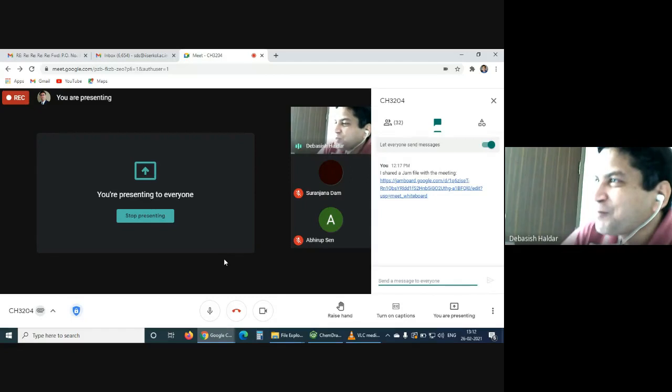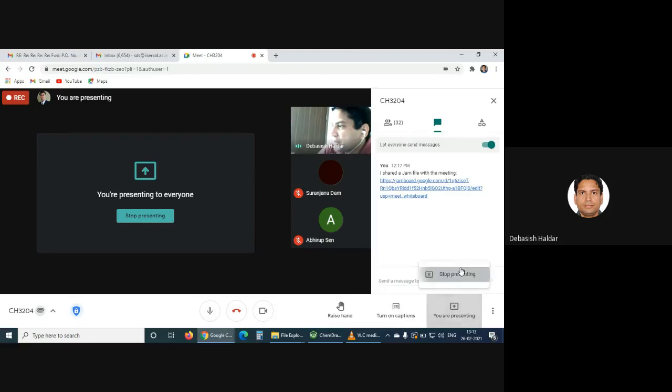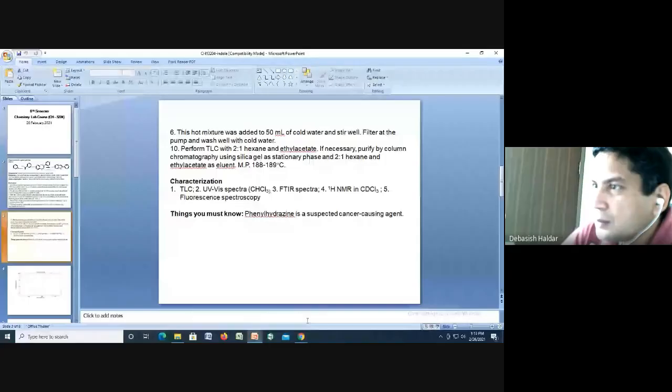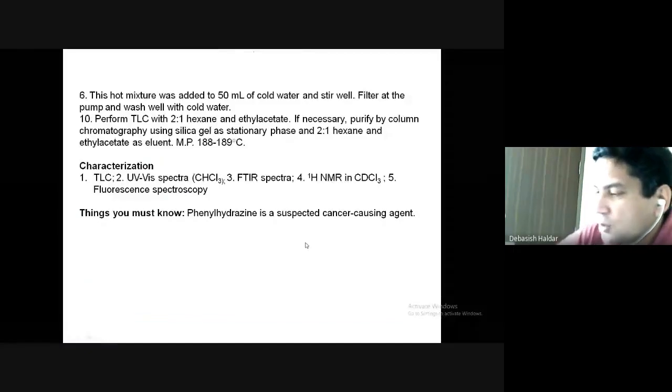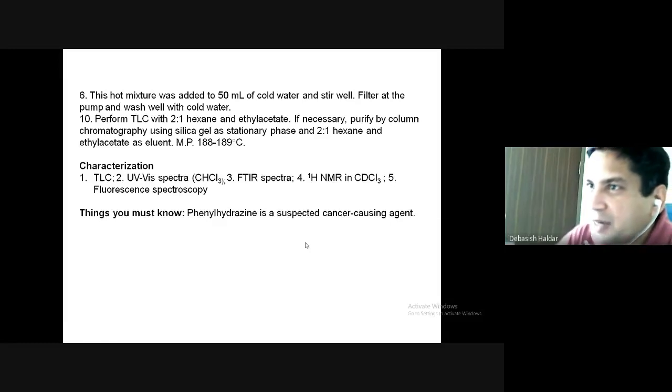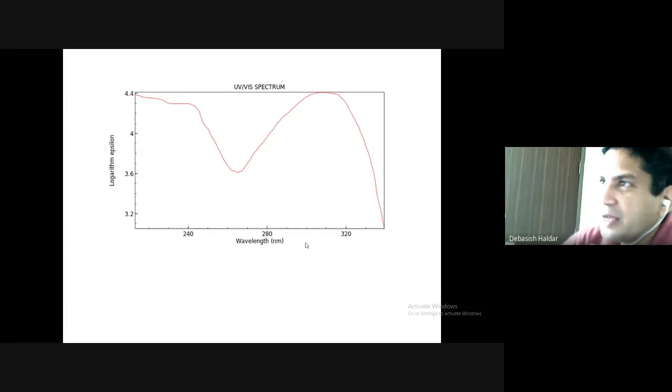Anyway, at the last part, again, I am sharing the spectra. Yes, so we got our product. We have already done the thin layer chromatography and checked that the compound has formed very nicely. And now we will do the analysis of the synthesized compound using different spectroscopic techniques. So we'll use the UV visible spectroscopy. The UV visible spectra is like that.